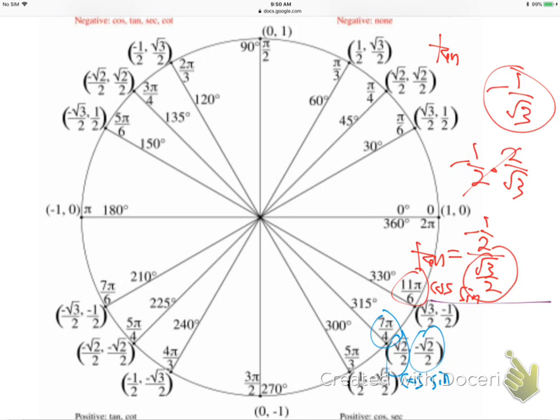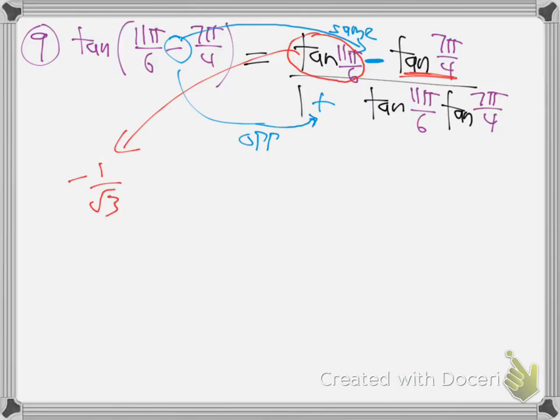So the tangent, let me get this out of the way. The tangent will be sine over cosine, negative root 2 over 2 over root 2 over 2. Right? That's just negative 1, isn't it? Sine over cosine, that's just negative 1. So bring it on back.